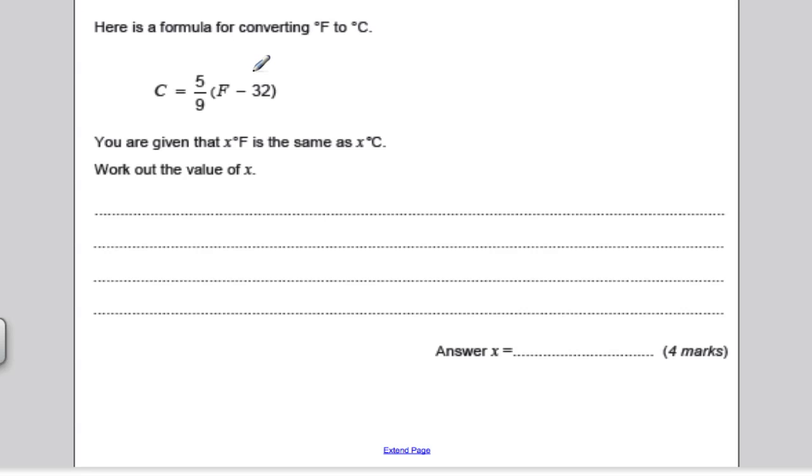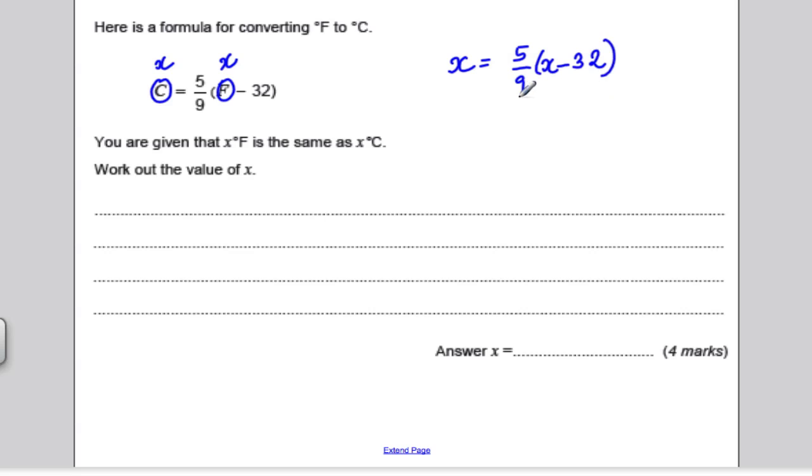Okay, it says there is a formula that converts Fahrenheit to centigrade. It tells you that x Fahrenheit is the same as x centigrade, work out the value of x. So that means if I substitute in here x, there is some number x, so that the Fahrenheit and the Celsius are exactly the same. Okay, so let's just substitute x and solve. X must equal to 5/9 x minus 32.